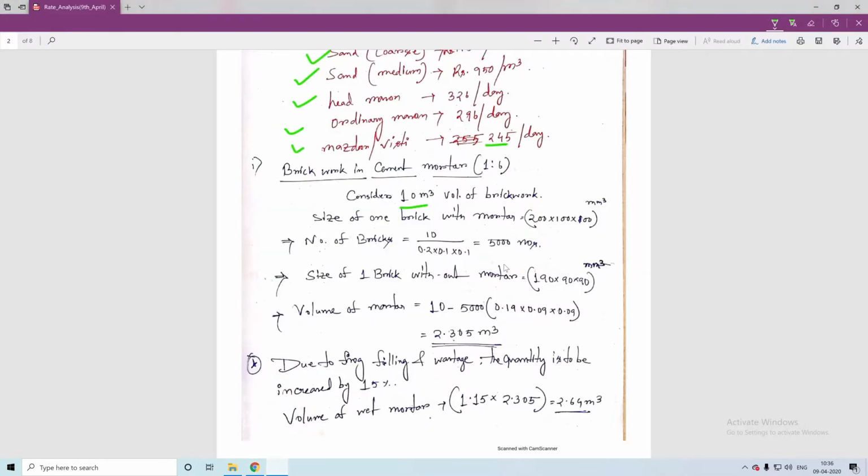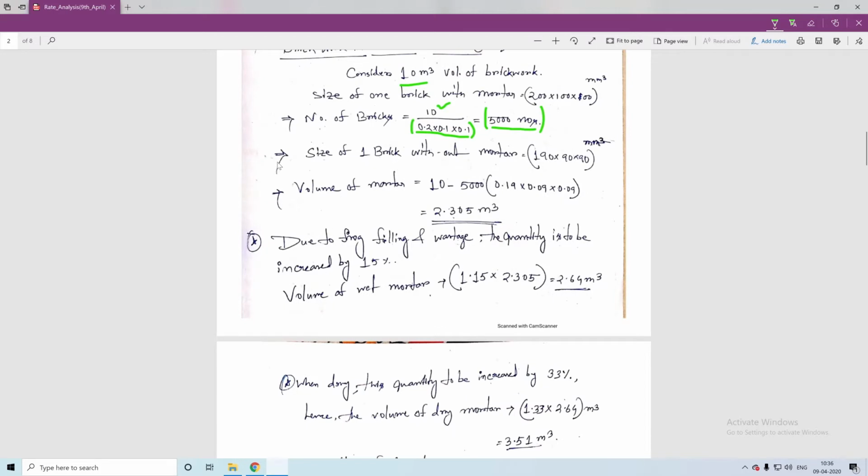Here we can get the number of bricks, because I know the total volume, that is 10 meter cube, and I know the single brick volume with mortar. Obviously the 10 meter cube of brickwork includes the brick as well as the mortar. So with the single brick with mortar, I can get the value: 5000 numbers of bricks are required. Very simple.